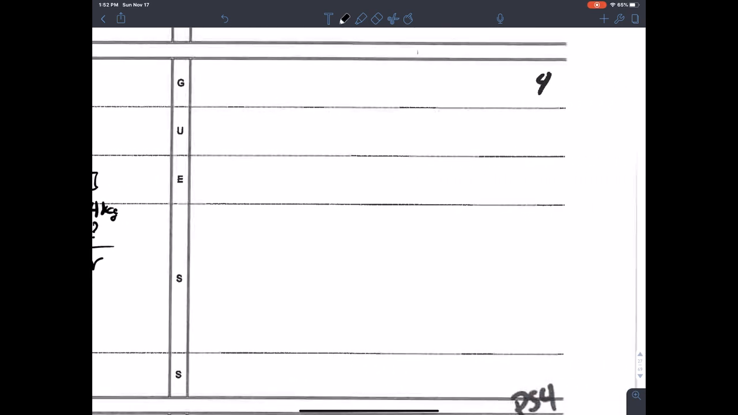You have number 4. You have a 6-gram bullet. Mass equals 6 grams. It is fired horizontally, so we're going to have a velocity of 250 meters per second into a 1.5 kilogram mass, and it's resting on a tabletop. So the velocity here is going to be 0.